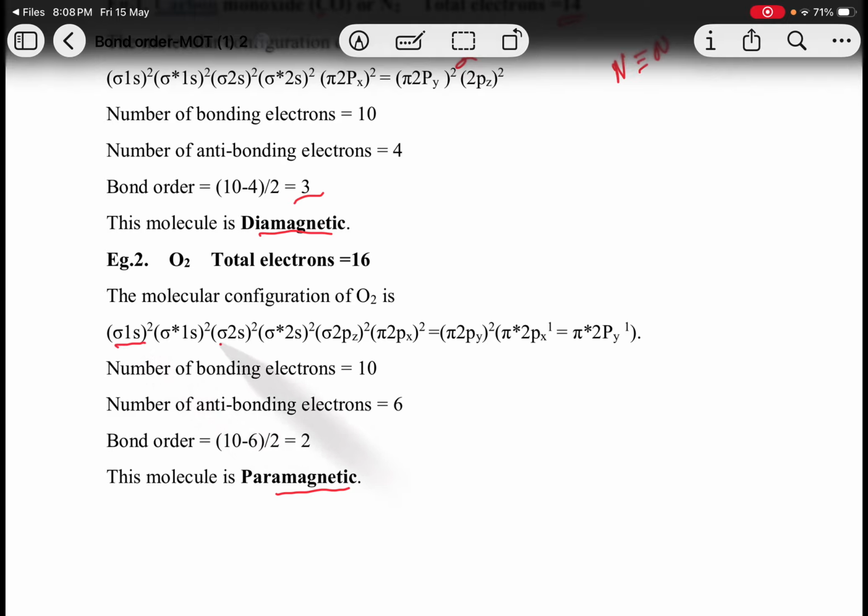Here the number of bonding electrons is 10. Antibonding electrons: 2, 4, 6, so a total of 6 antibonding electrons. Bond order equals number of bonding electrons minus antibonding electrons, by 2. So 10 minus 6 by 2 is equal to 2. This molecule contains unpaired electrons in the pi antibonding 2p orbitals. So it is paramagnetic. The O2 molecule is paramagnetic.